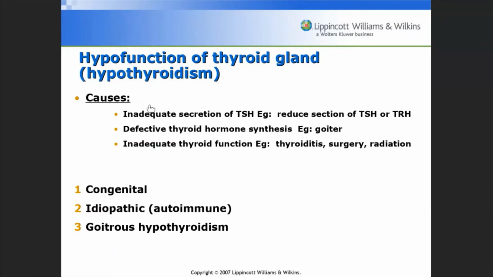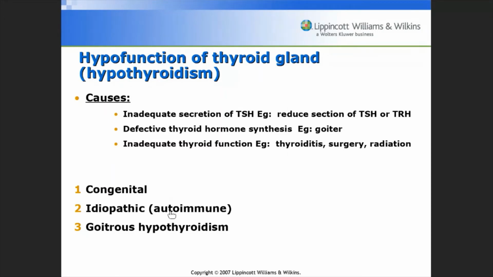What are the causes of hypothyroidism? Inadequate secretion of thyroid stimulating hormone, or reduced secretion of either thyroid stimulating hormone or thyrotropic hormone, and this reduced secretion could be due to the mass effect of a nearby tumor, if you will. Okay. Other causes are basically lack of iodine or even mutations in the thyroid hormones themselves. And then, of course, surgery or radiation can also lead to hypothyroidism. Okay.